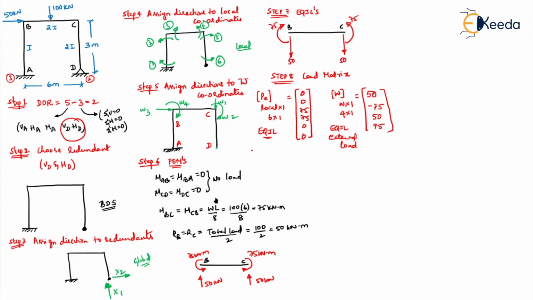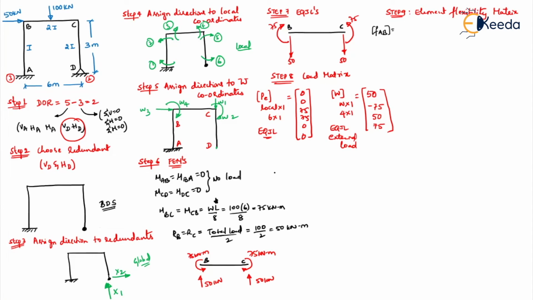Understood? Now after W coordinate, what will you do? After your load matrix, what is the next step you will be doing? Find the element flexibility matrix. Right, now in the element flexibility matrix, there are three members. So for all the members we need to find. So first let us do for FAB.